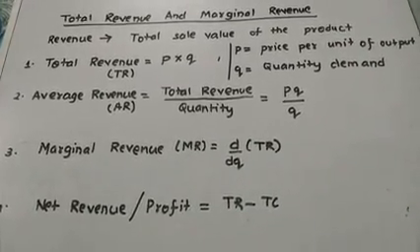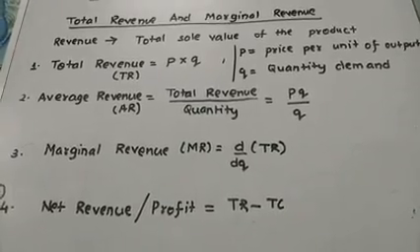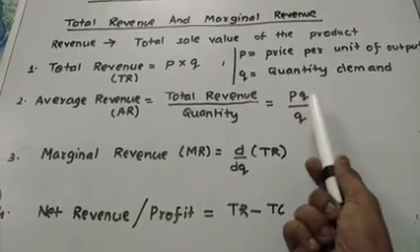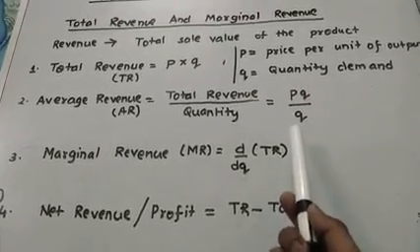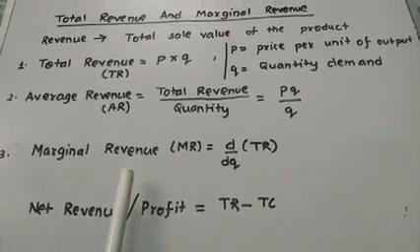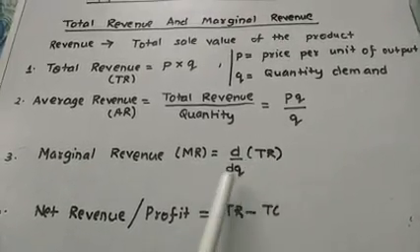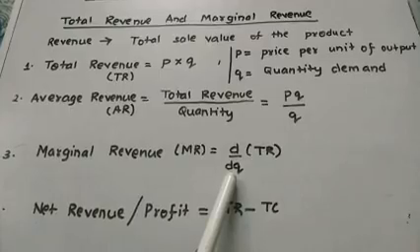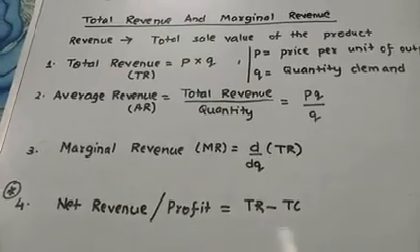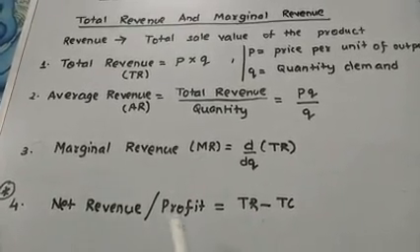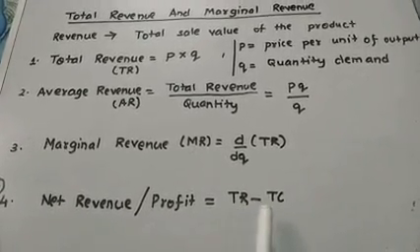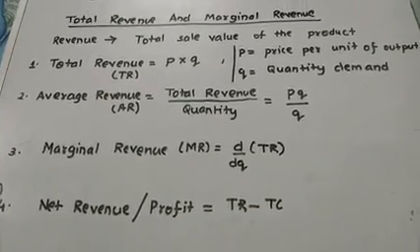P into Q. Next, average revenue. Same as the average cost formula, that is total revenue by quantity. That is, total revenue is P into Q and quantity is Q. Third, marginal revenue. Same as marginal cost, that is the derivative of total revenue, but remember here with respect to the quantity. What is the quantity here? Q. And the fourth one, the most important, used multiple times: net revenue, or you can say profit, equals total revenue minus total cost. TR minus TC means total revenue minus total cost.